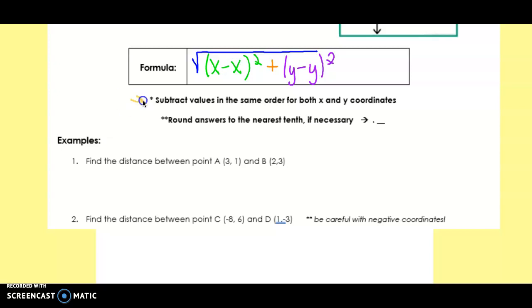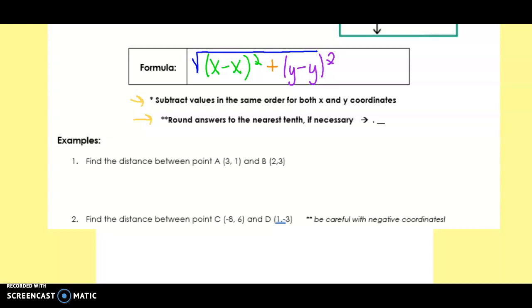Two things to note, and we'll go with these as they come: we're going to subtract the values in the same order, both x and y coordinates. And I'm asking you to round your answers to the nearest tenth, which means you only need one number after the decimal, if you get a decimal answer. But nine times out of ten, distances are going to be decimals. They're not going to be exactly round on the spot. So let's take a look at some examples.